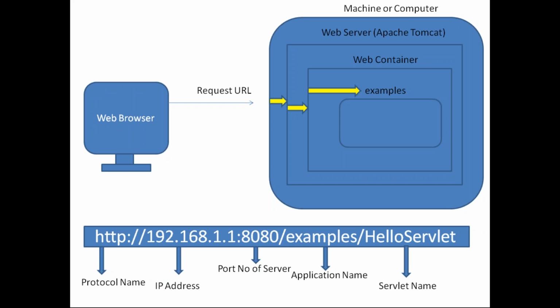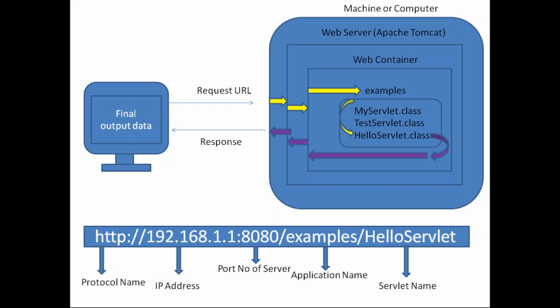Then it comes into the example, and here 3 servlets are deployed in the example folder: my servlet, test servlet, and hello servlet. So it will check that hello servlet is in the URL, then it matches with hello servlet, and the web container executes this hello servlet, and the output of this hello servlet dot class is printed on the web browser. So this is the way we access the web application.